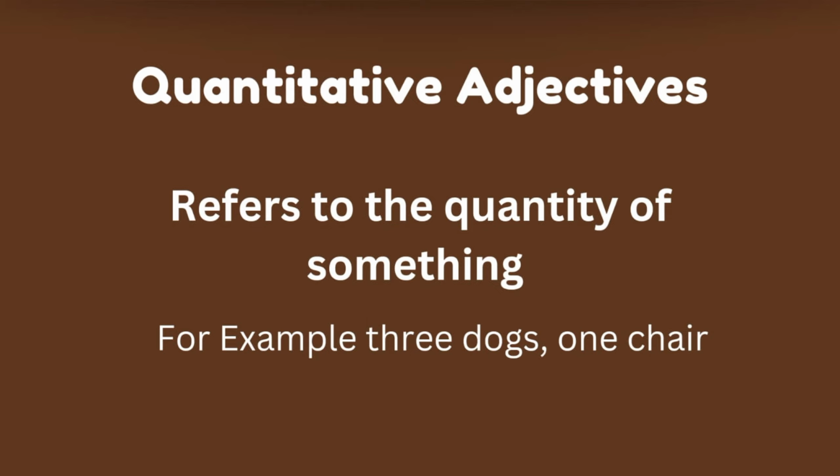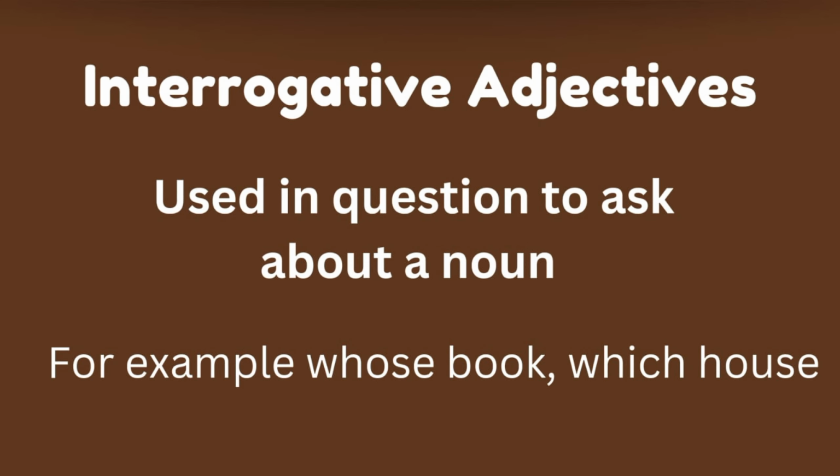The second type is quantitative adjectives. They refer to the quantity of something. For example, 3 dogs, 1 chair. The next type is interrogative adjectives. They are used in sentences to ask questions about a noun. For example, whose book or which house.